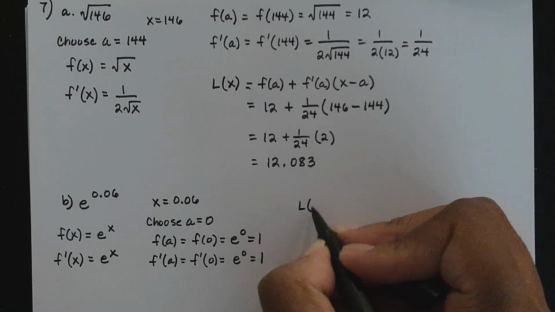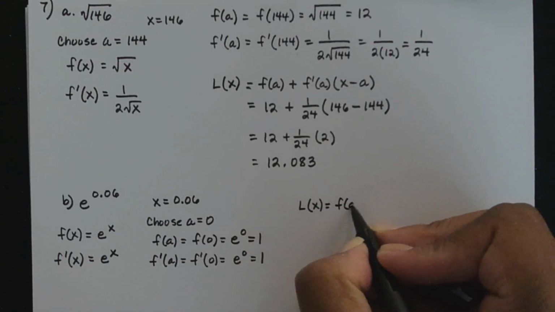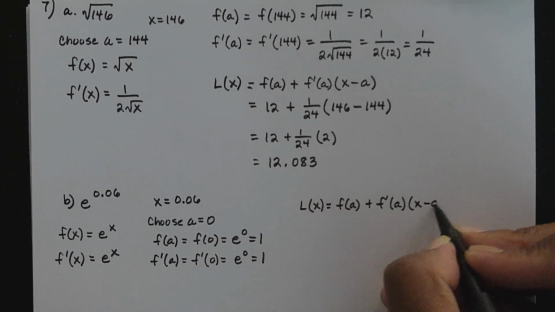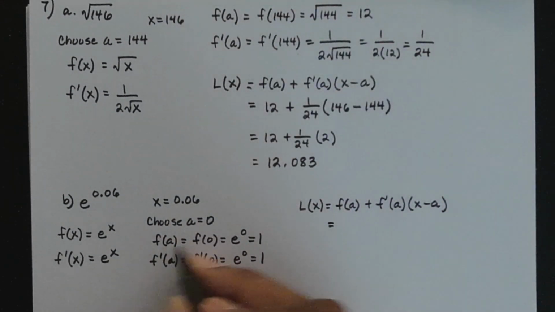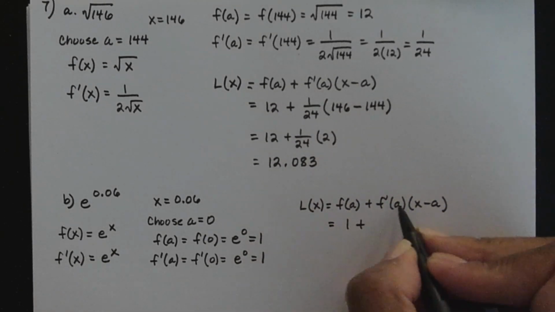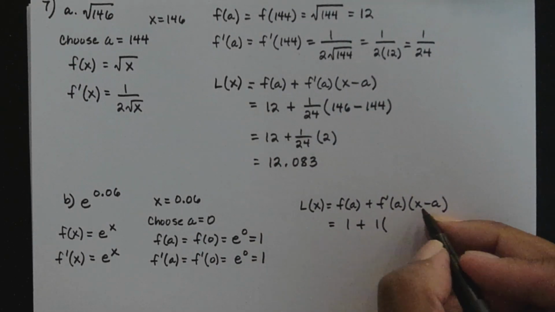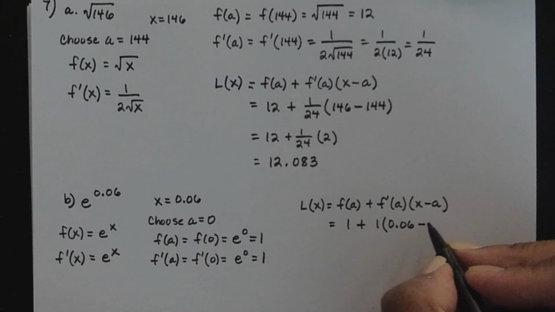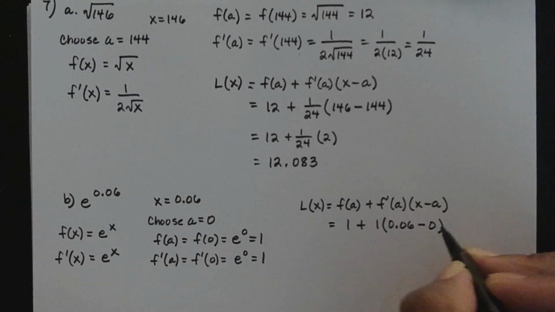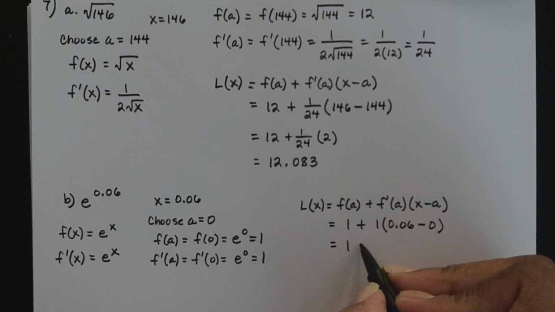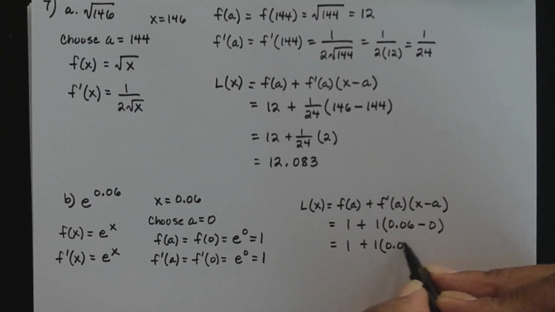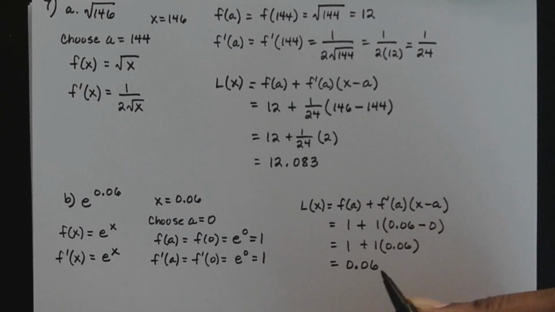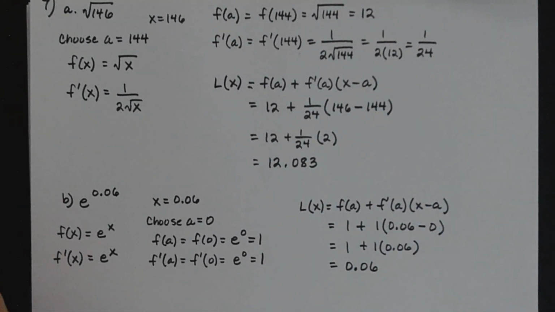Now, of course, L of x would be f of a plus f prime of a times the quantity x minus a. Well, f of a, that's 1, plus f prime of a, that's also 1, times x minus a. Well, x is 0.06 minus a, which we chose to be 0. And if I multiply all this out and put that in the calculator, that would be 1.06.